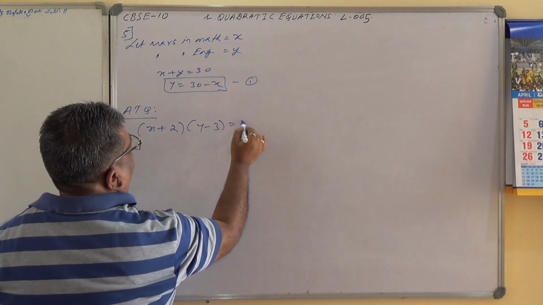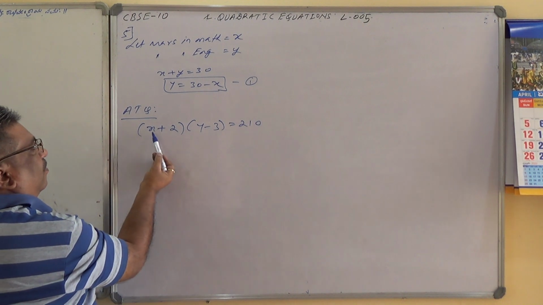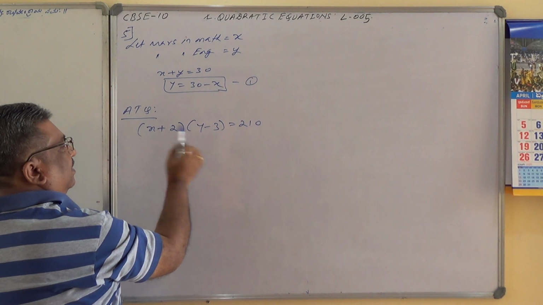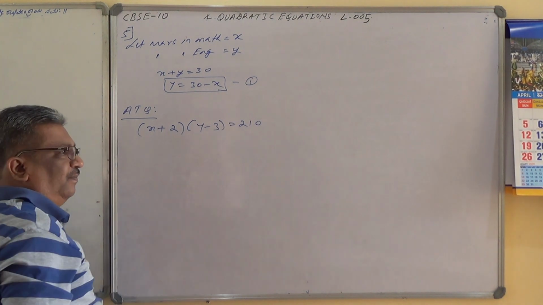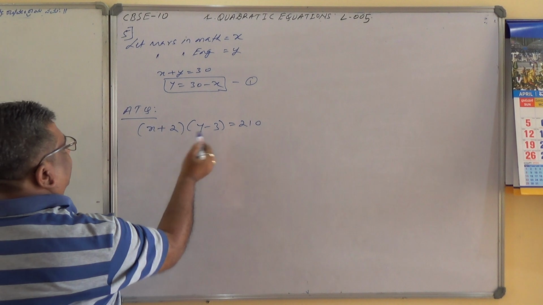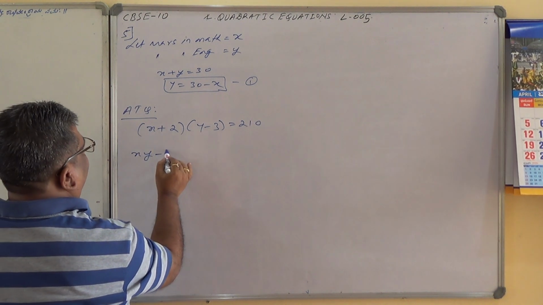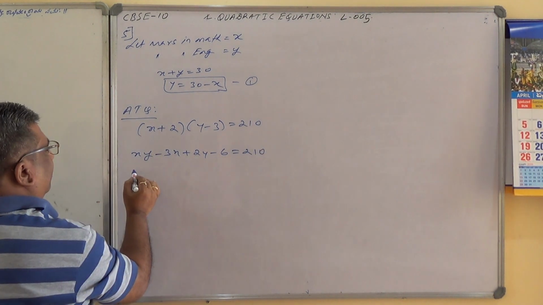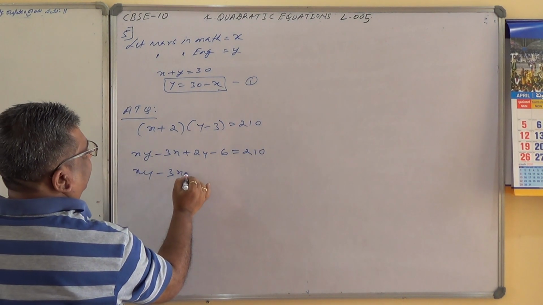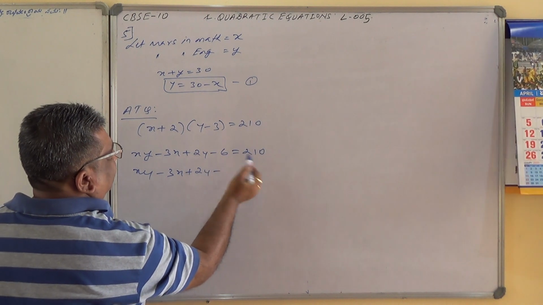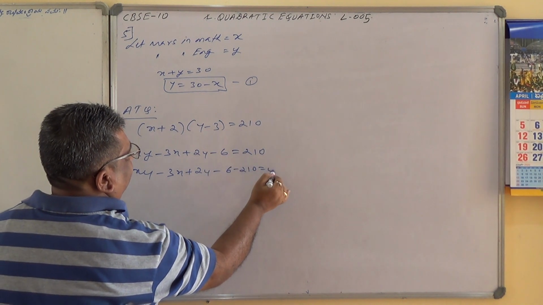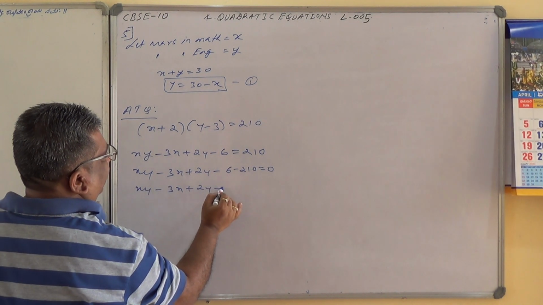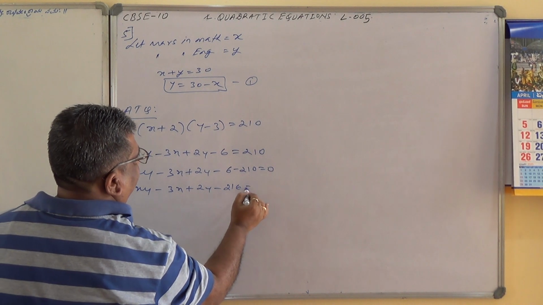(x + 2)(y - 3) = 210. Here, had she got 2 marks more in maths and 3 marks less in English, then their product would have been 210. So let us solve this one now. xy - 3x + 2y - 6 = 210. So xy - 3x + 2y - 6 - 210 = 0. So this is xy - 3x + 2y - 216 = 0.